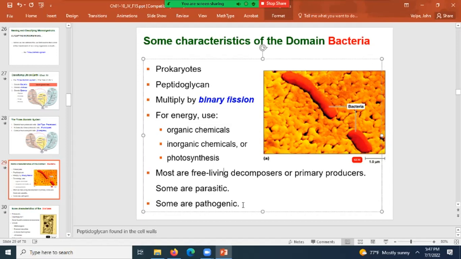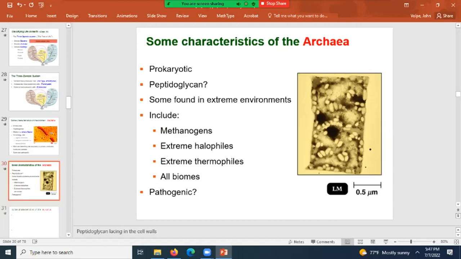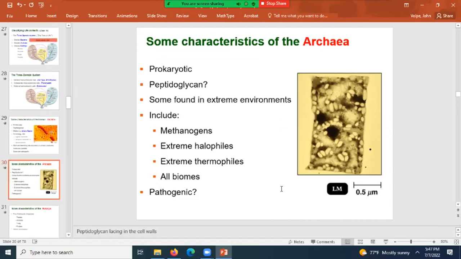Any question about any of that? All right. The next domain we want to talk about is the domain Archaea. These have prokaryotic cell types. Does anybody know, is peptidoglycan found in the Archaea? Is peptidoglycan found in the Archaea? If you guess, you got a 50% chance of an answer.